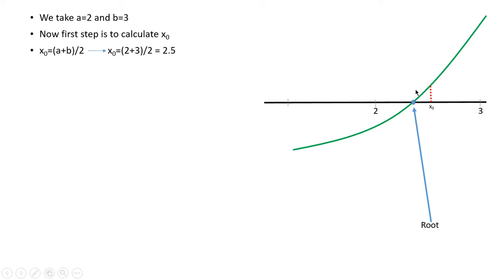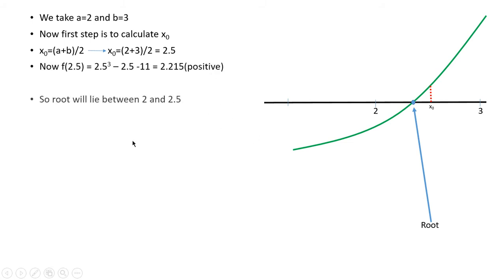But as you can see, the root is lying between 2 and x naught, so we will simply drop 3 because it is not playing any role in solving this question. So we will just drop it now and continue the process with 2 and x naught. For the next iteration we choose 2 and x naught, which is 2.5.